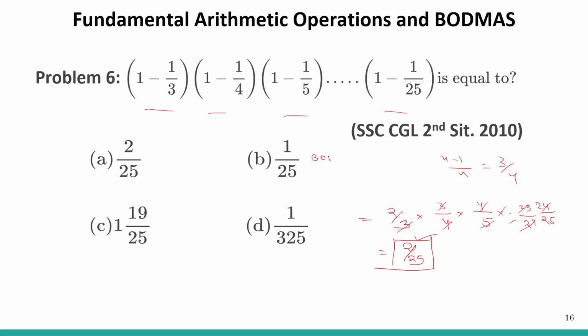So think about how the BODMAS rule is applied here. In BODMAS, what do we search for first? We search for brackets. Are there any? Yes, there are multiple brackets. So we simplify them by converting them into fractions. Then we search for divisions, then multiplications. At the time of multiplying, we can see there are terms cancelling in the numerator and denominator. After simplifying those, what we are left with is 2 by 25. So this is the answer.